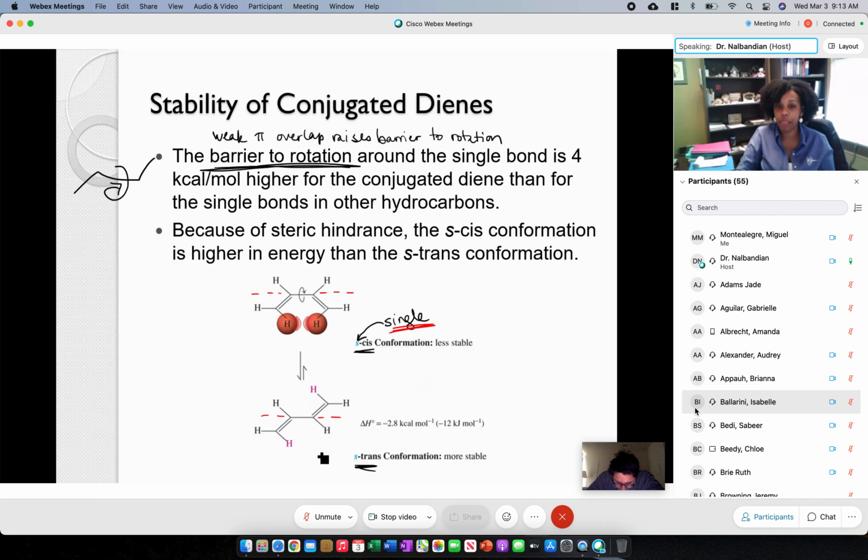Those are the two different conformations for our conjugated diene. For S-cis, look at this, steric hindrance, less stable. It's higher in energy. S-trans is more stable. It's 2.8 kilocalories per mole lower in energy. So going from S-cis to S-trans, we release some energy because we're making something more stable, due to the steric hindrance in the S-cis conformation. Again, S-cis and S-trans are different from cis and trans. Questions on this?